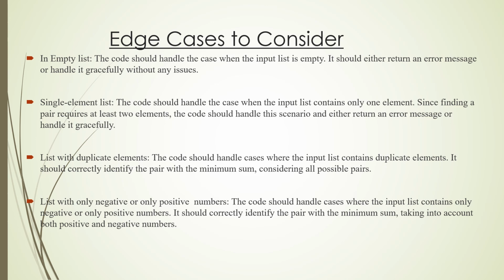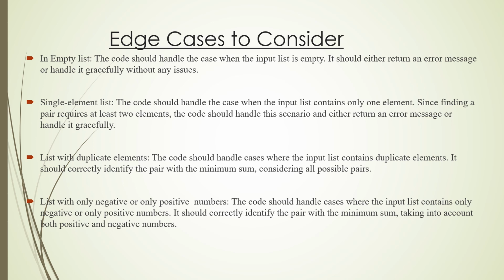Cases to consider. Empty list: the code should handle the case when the input list is empty. It should either return an error or handle it gracefully without any issues. Single element list: the code should handle the case when the input list contains only one element. Since finding a pair requires at least two elements, the code should handle this scenario and either return an error or handle it.